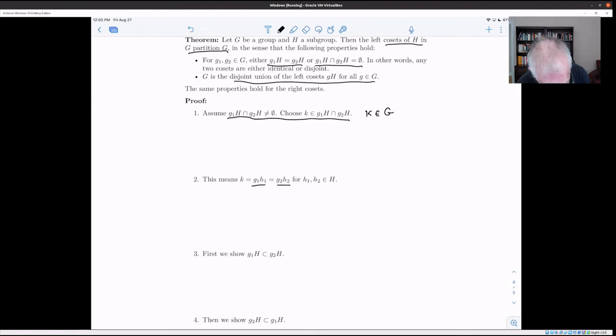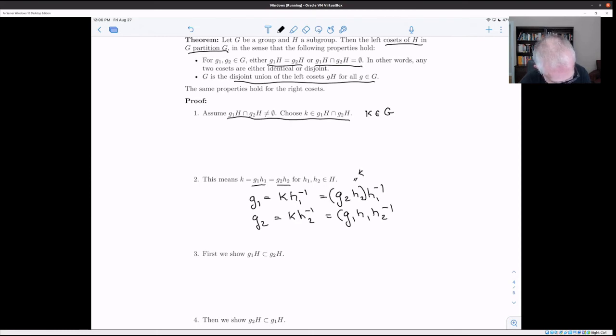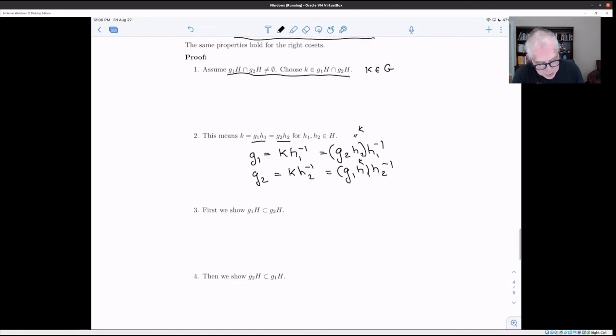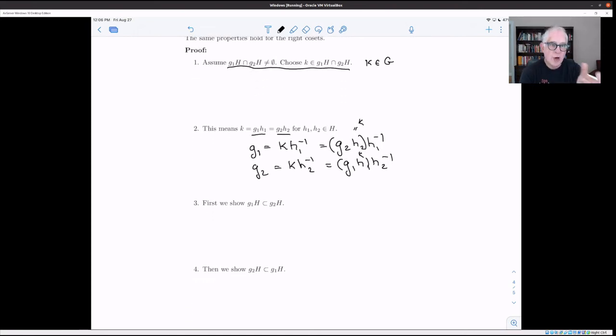And what does this say? Well, this tells you that g1 is equal to k h1 inverse, but that's equal to g2 h2 h1 inverse. And it also tells you that g2 is equal to k h2 inverse, and that's equal to g1 h1 h2 inverse. And that's just because g2 h2 is k and g1 h1 is k. And we're going to use these 2 equations to show that the 2 cosets are equal, because how do you prove that 2 sets are equal? You show they're included one in the other, both ways.